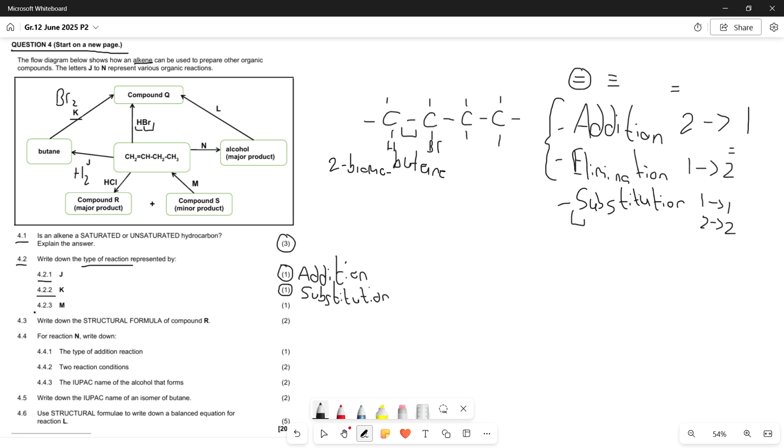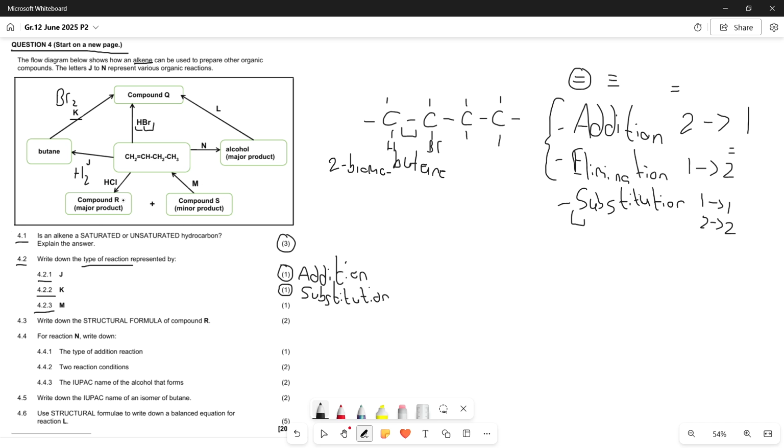And then 4.2.3, write down the type of reaction represented by M over here. Okay, so once again, with the same train of thought, we're trying to see what we have. We do not have the thing here and we do not have the thing on the line, which means we don't have enough information to work with this yet, which means we have to go to the second closest thing, which is this way over here, the bottom left, where our alkene reacts with HCl to form a major product and then a minor product.